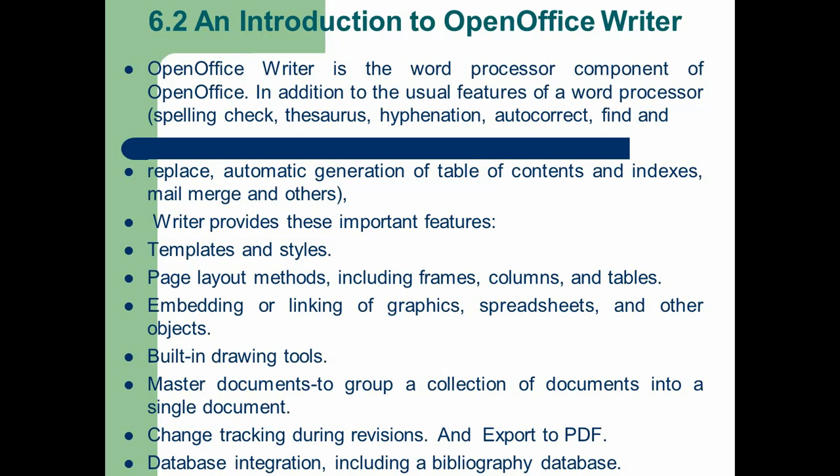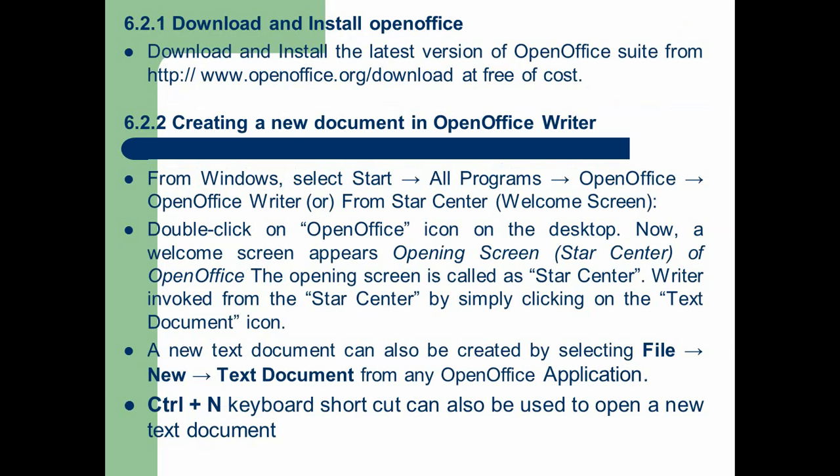So change tracking during revisions, converting the file into PDF, database integration. These are some of the major features of our OpenOffice Writer, which we are going to use in this lesson. So we are going to use spelling check, page layout, embedding, and master document. All these features are going to be discussed in this chapter. So, I have given a small introduction about the topics which we are going to discuss in this lesson.